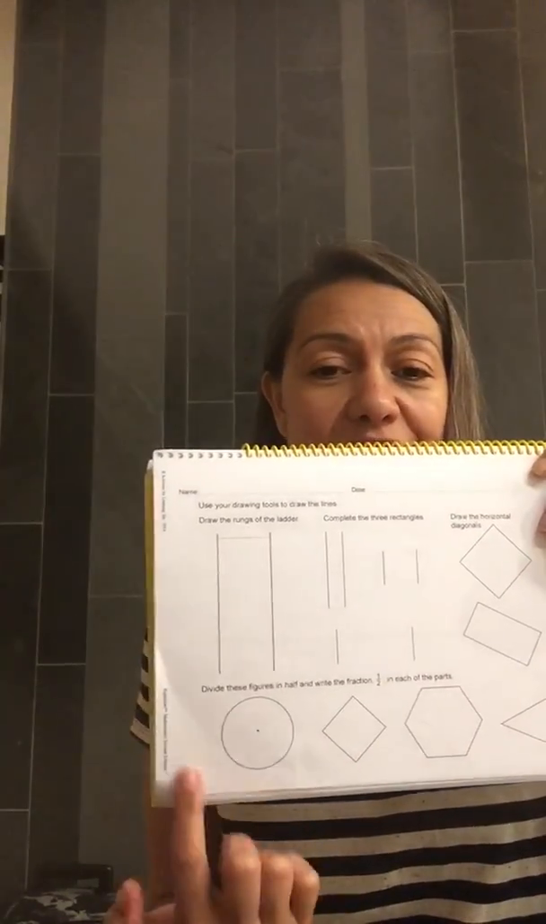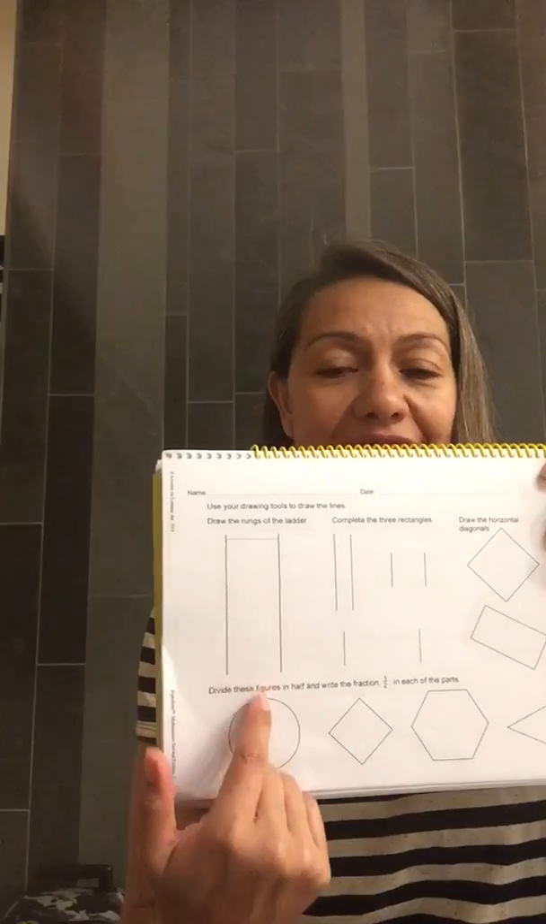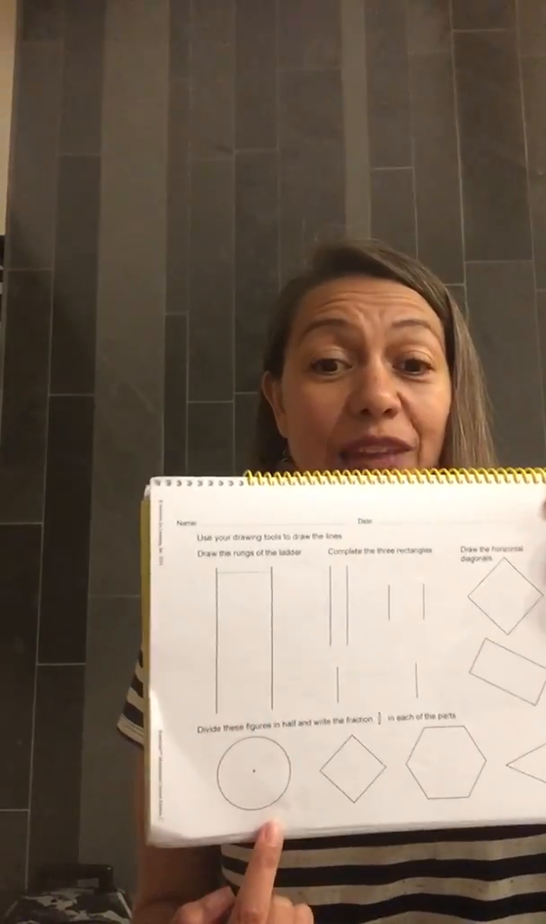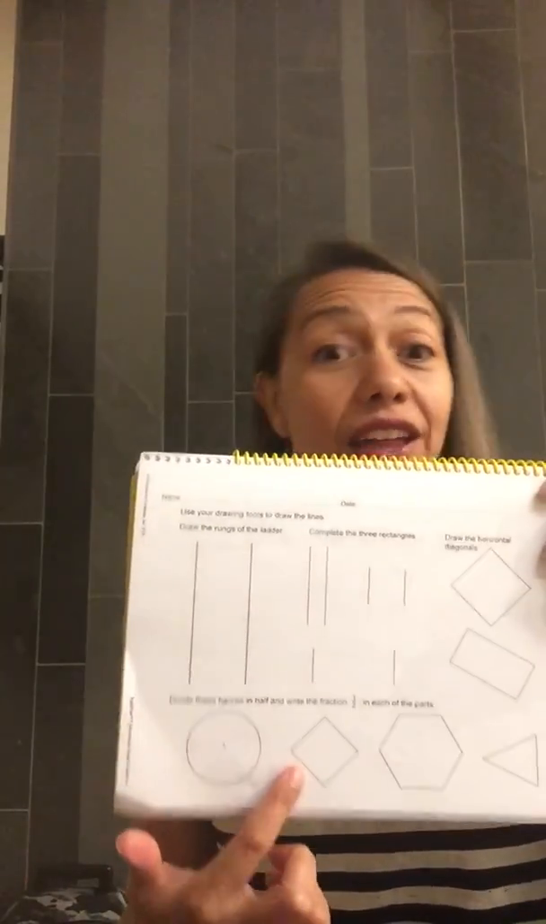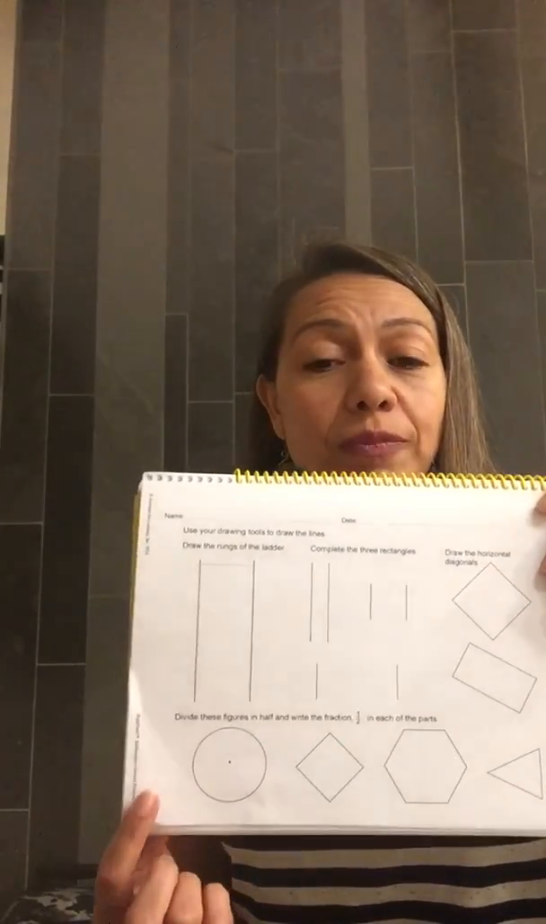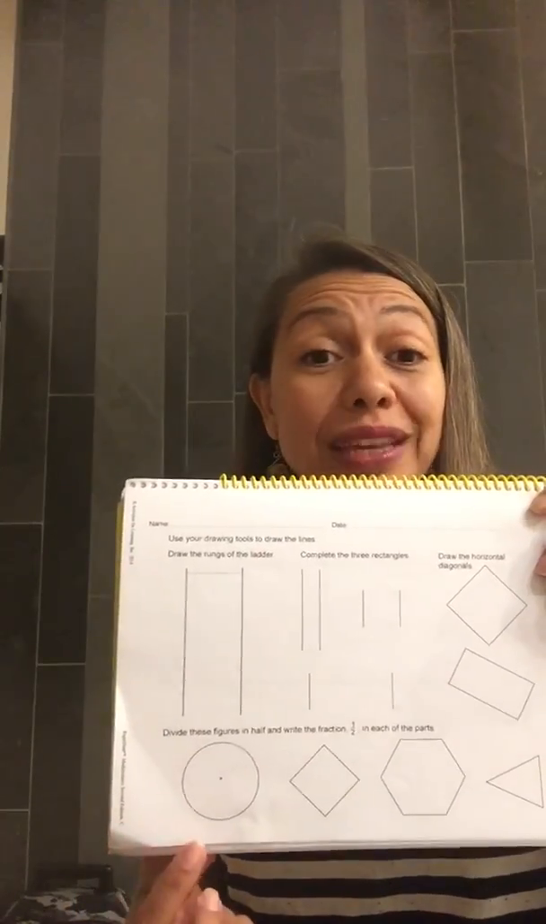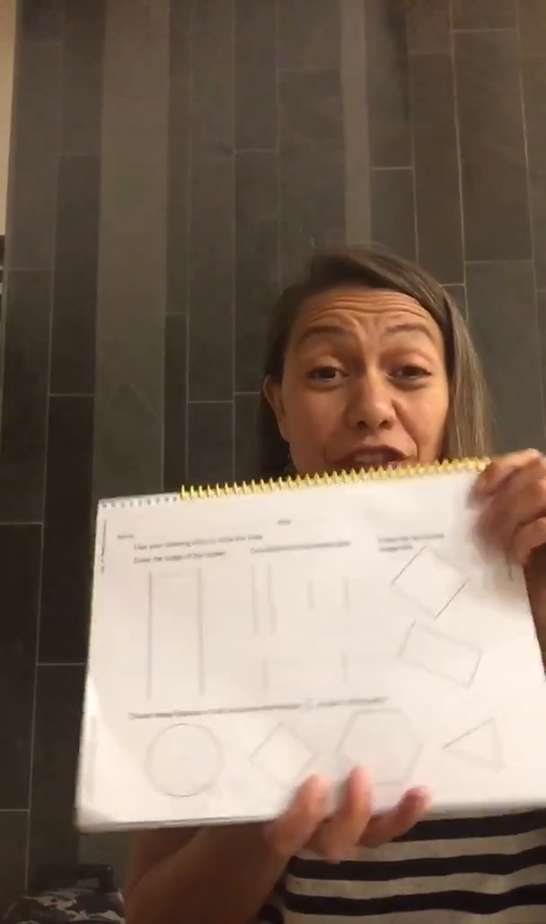So if we were to cut this in half, this is our whole. If we were to cut it in half, then we would have 2 halves. One side would be the half and the other would be the other half. And they are both 2 equal parts. So we had a whole and then we cut it in half. And you're going to do the same thing with all of these shapes. And when you're finished with this worksheet, you're going to turn it over.